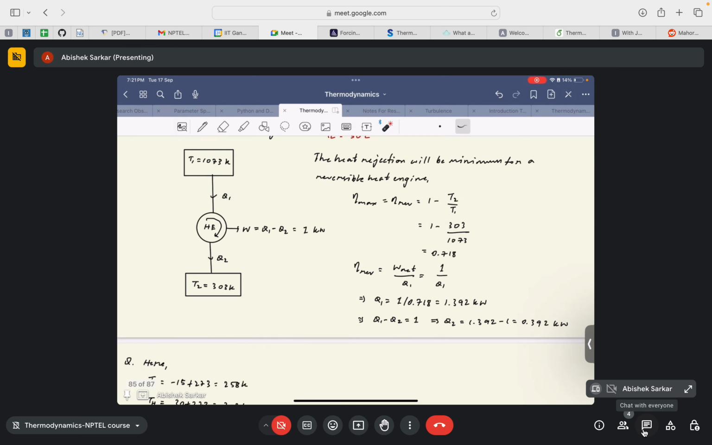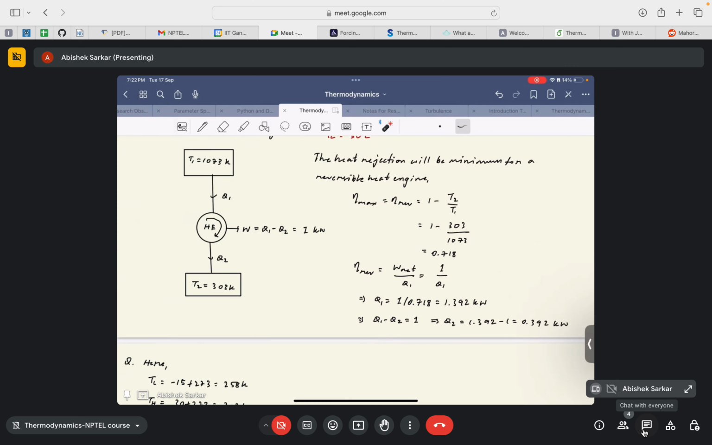Now we also know that eta reversible, or eta, is W net by Q1, the net work done by the net heat input. So the net work interaction is 1, because it's asked to find the net heat interaction per kilowatt output of work. So net work output is 1 divided by Q1. We already know eta reversible is 0.718. So we write 0.718 equal to 1 divided by Q1. So Q1 would be 1 by 0.718. This is what exactly I have done here. So we get Q1 or QH as 1.392 kilowatt.